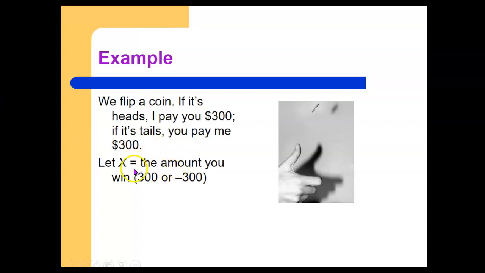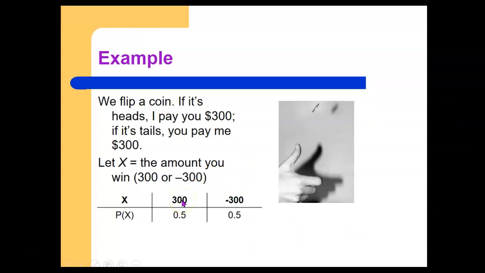And so the amount that you win would be a random variable, and it could be positive 300 or it could be negative 300. So if we set this up as a probability distribution, the amount that you could win would be positive $300 if it comes up heads. If it comes up tails, you win negative $300. And the probability of each one of those would be 1/2 or 0.5.